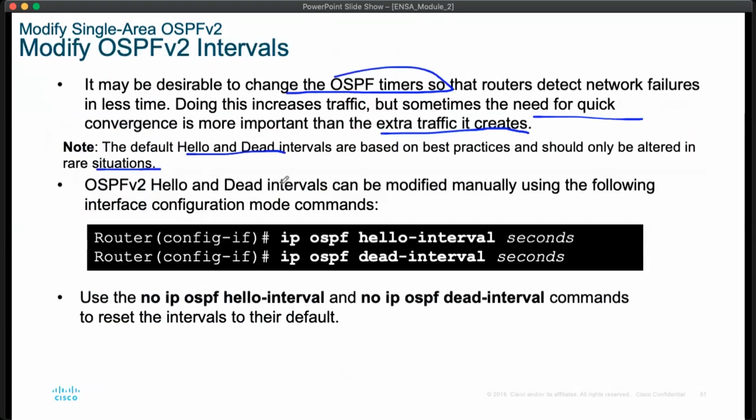OSPFv2 hello and dead intervals can be modified manually using the following interface configuration mode commands, these two. Use the no ip command as usual if you want to reset to the default value.